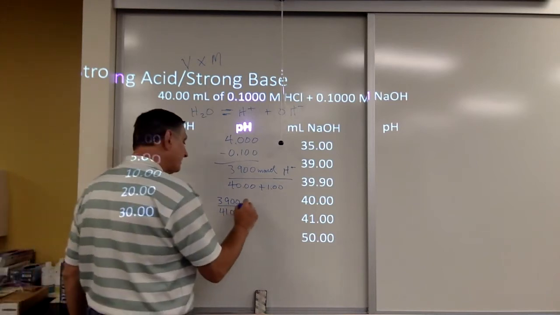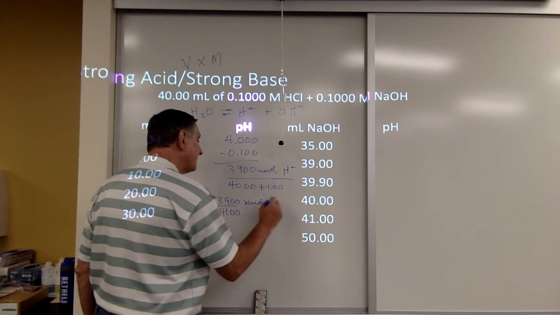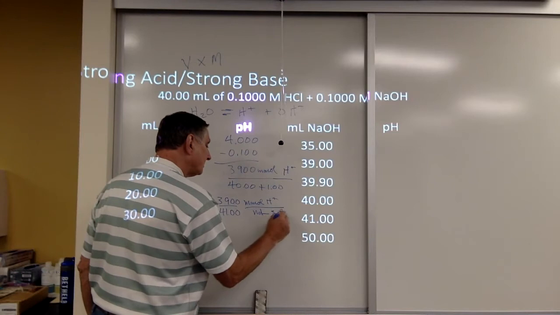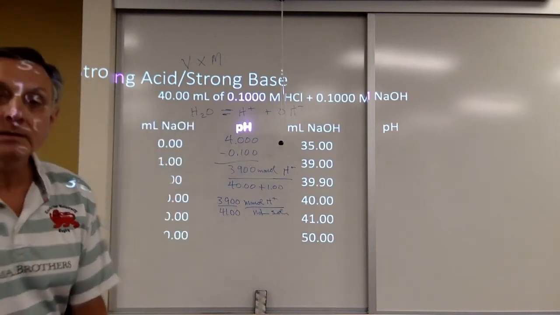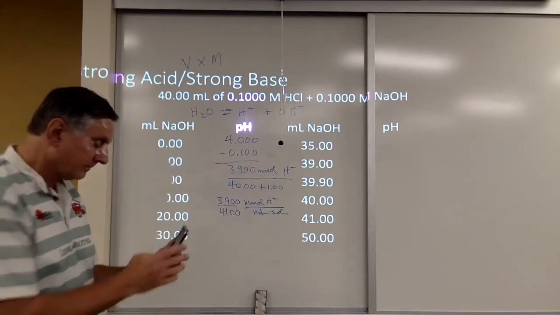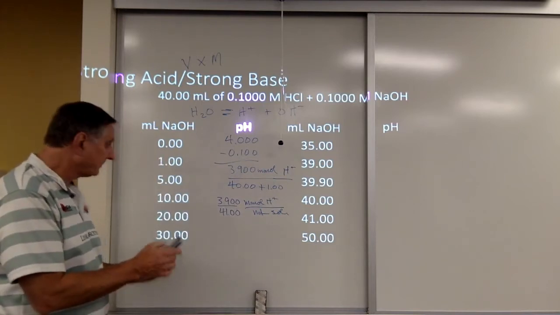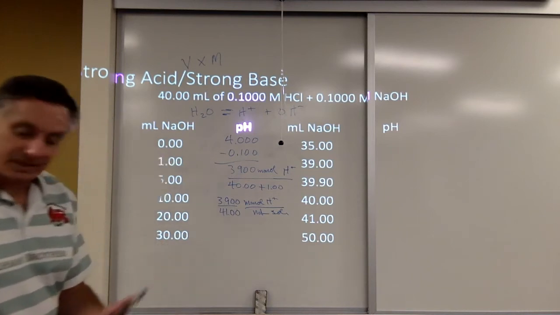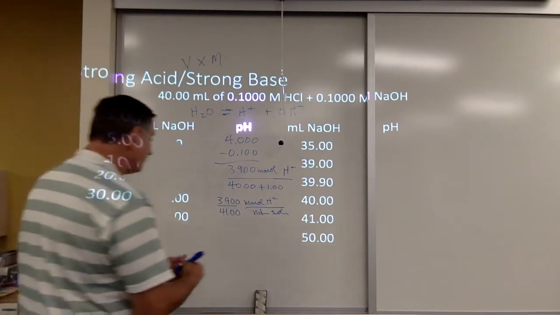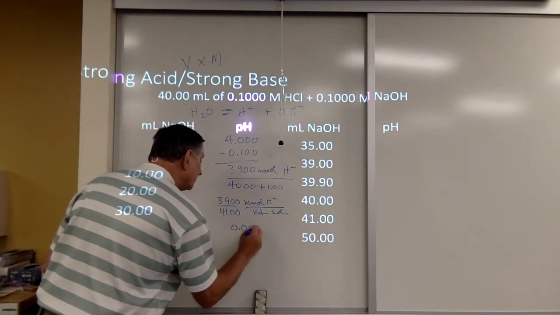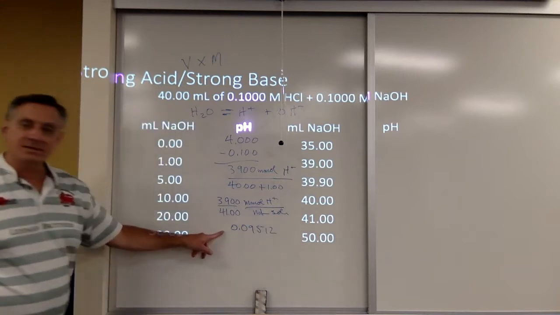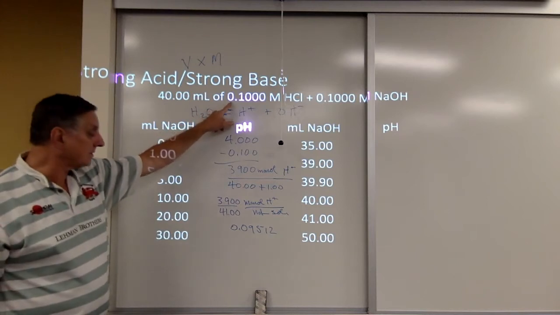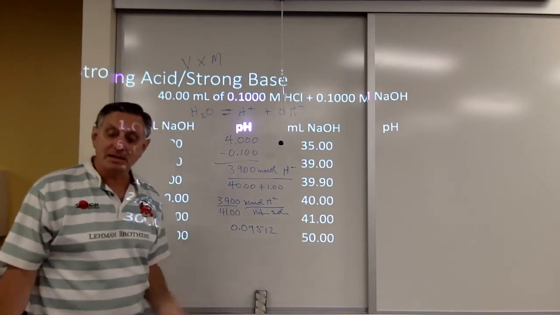This is millimoles of H plus all over milliliters of solution. Now I calculate the molarity. Let's see. 3.9 divided by 41, 0.095, 0.2. Does it make sense? Is this number reasonable? Before I added NaOH, it was 0.1000. So yeah, something slightly less than that makes a lot of sense.